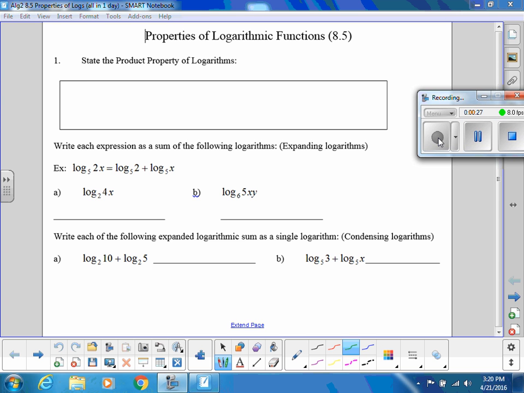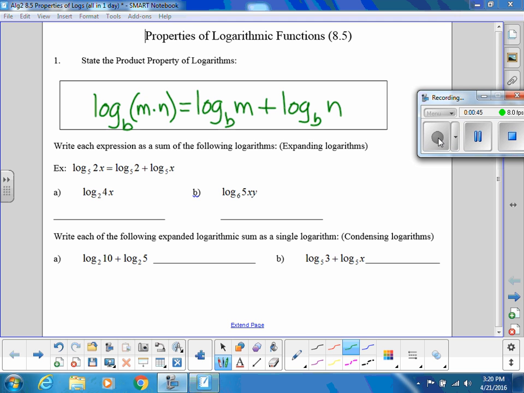All right, so first we're going to have the product property of logarithms. This one says that if I have log of any base, and inside that single log I have m times n, then I can separate that into two separate logs, log base b of m plus log base b of n. So notice that I have a single log, and that's the same as two separate logs added together.